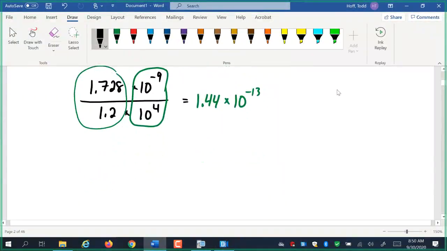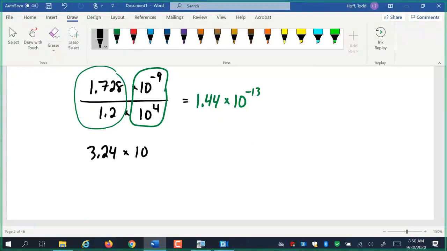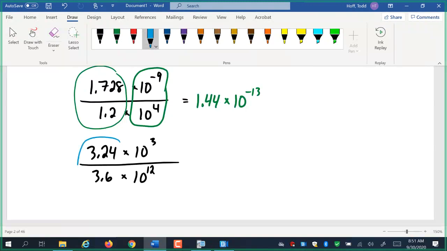We can run into things like this. 3.24 times 10 to the 3rd divided by 3.6 times 10 to the 12th. So we divide. 3.24 divided by 3.6 is 0.9. We also combine the names. 10 to the 3rd divided by 10 to the 12th. Well, we subtract powers when we divide. 3 minus 12 is a negative 9.